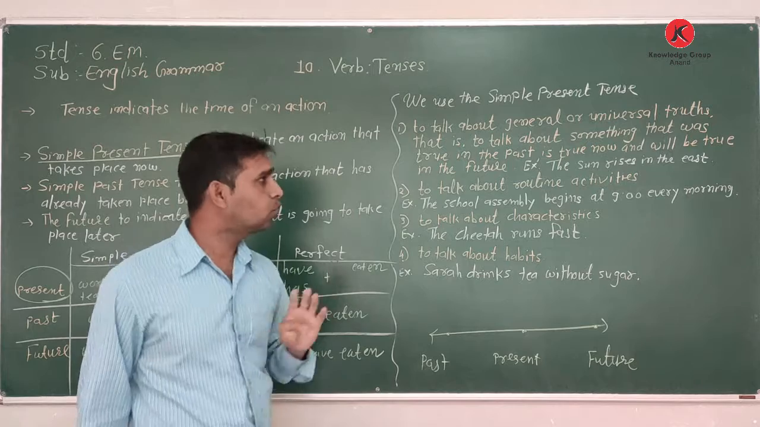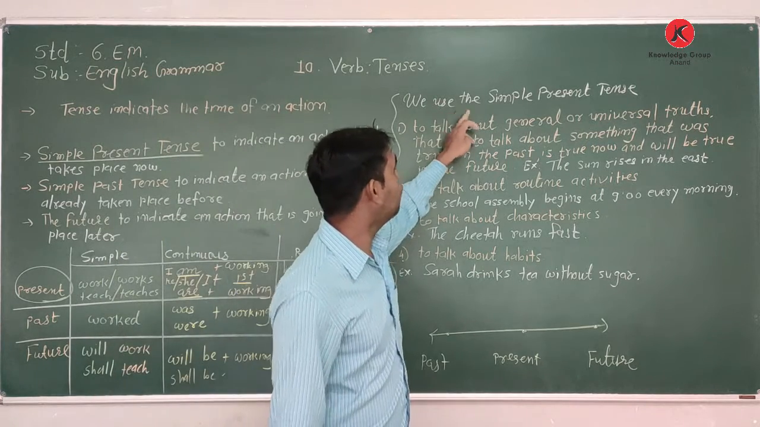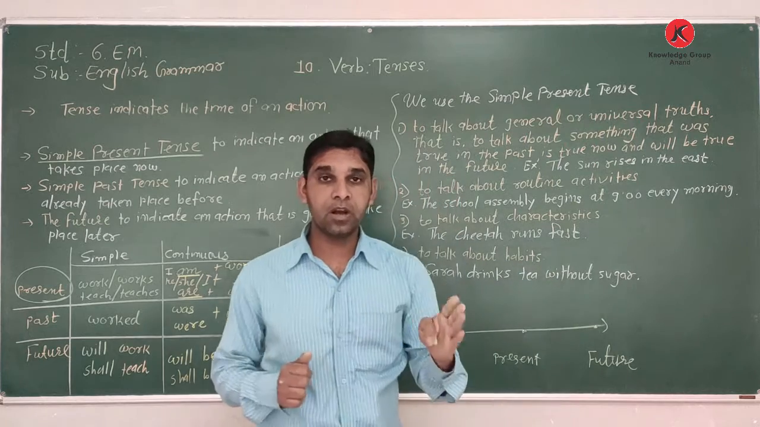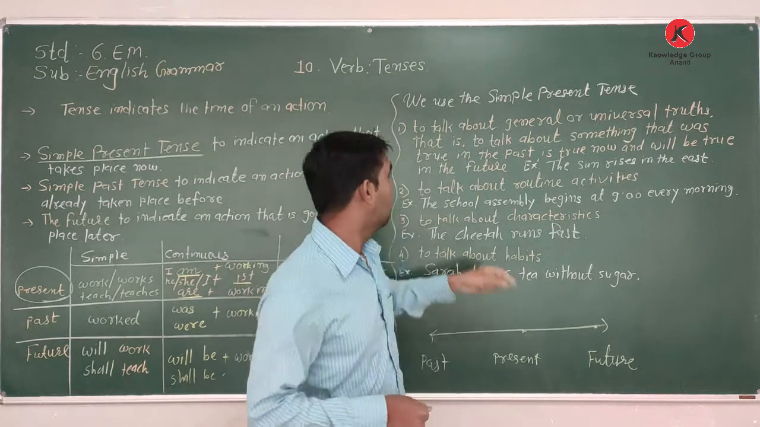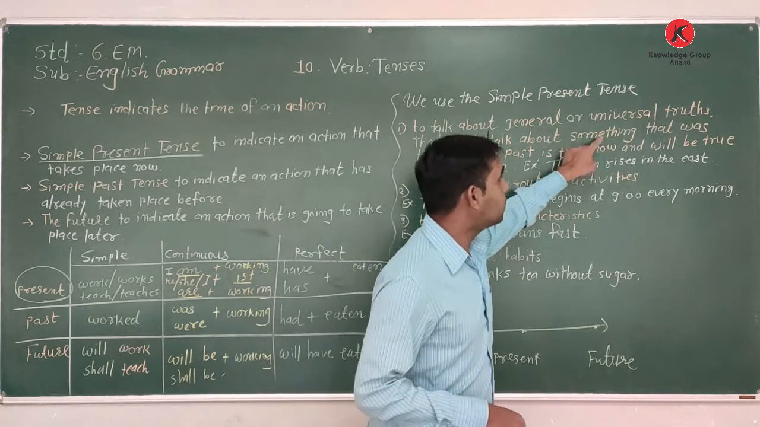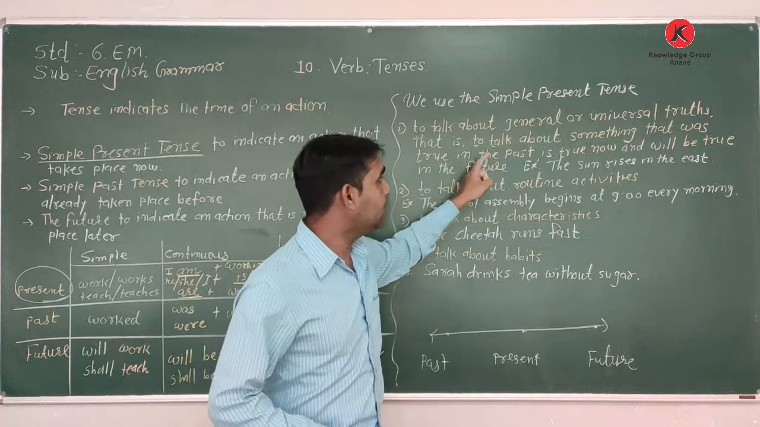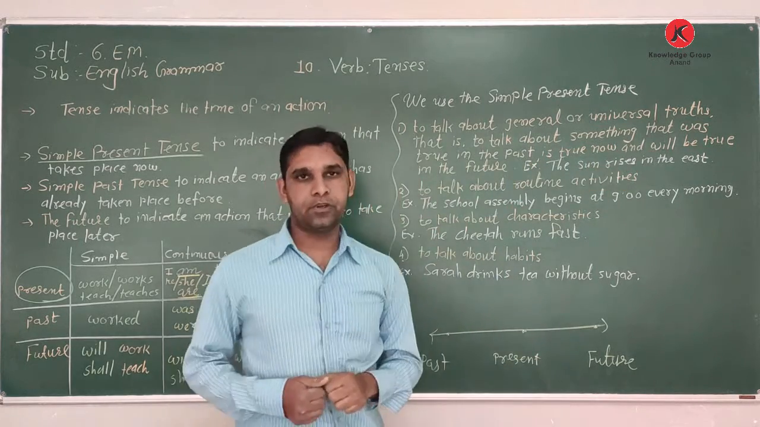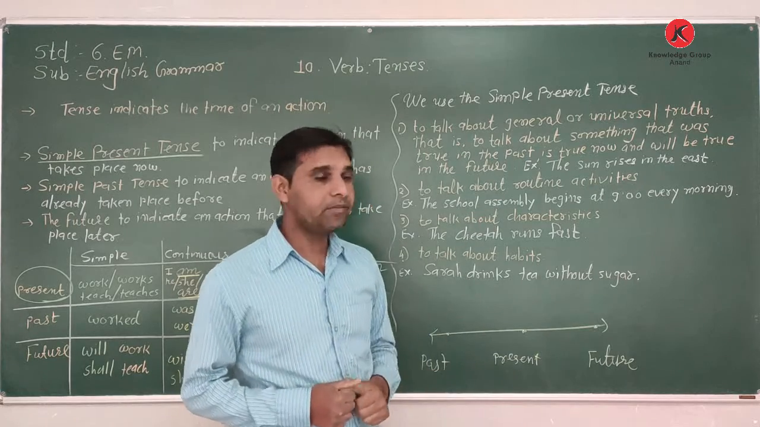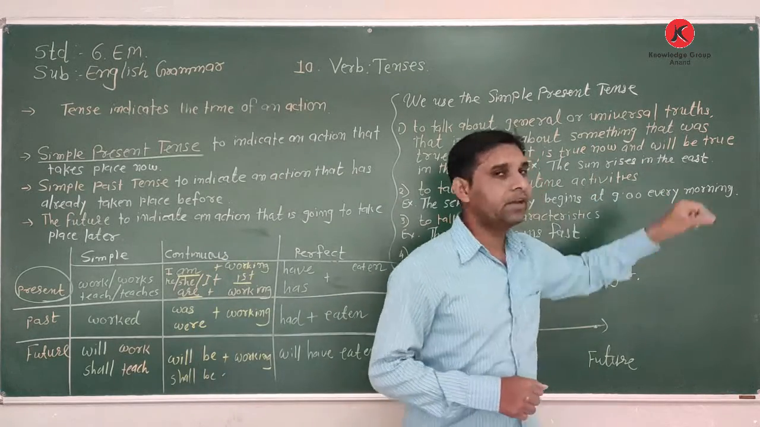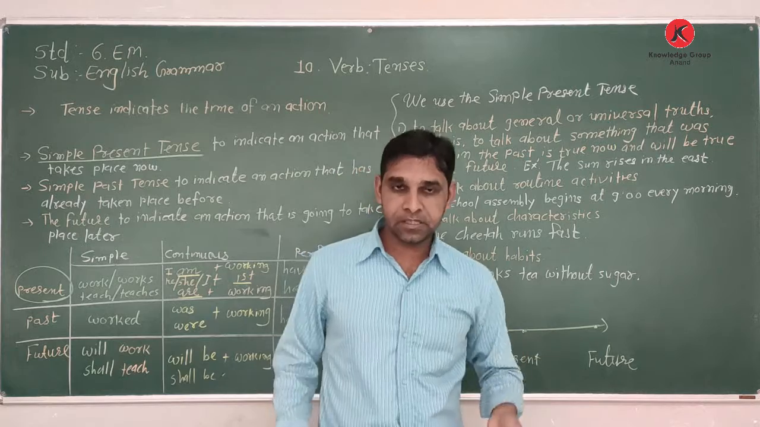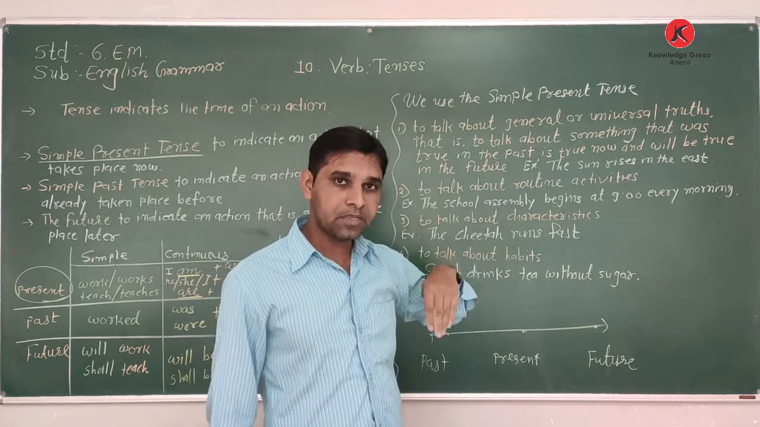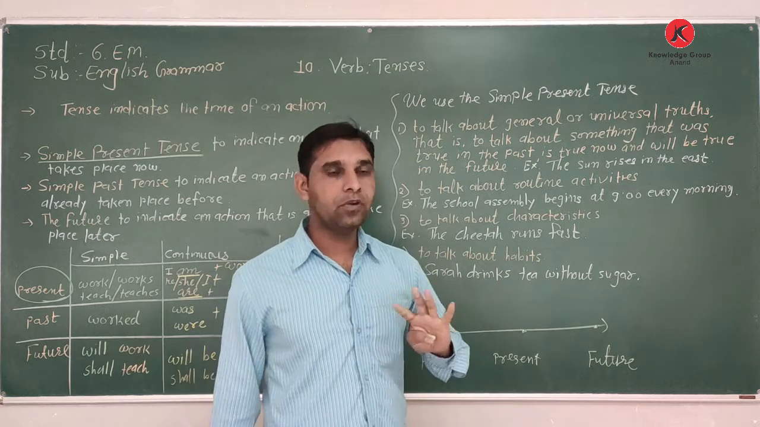The present tense is used to talk about the truth. We use the simple present tense to talk about general or universal truth, that is, something that was true in the past, is true now, and will be true in the future. Here an example is given: the sun rises in the east. The action that takes place in the past, present and future is the same.